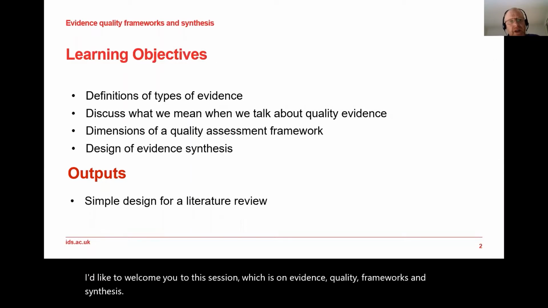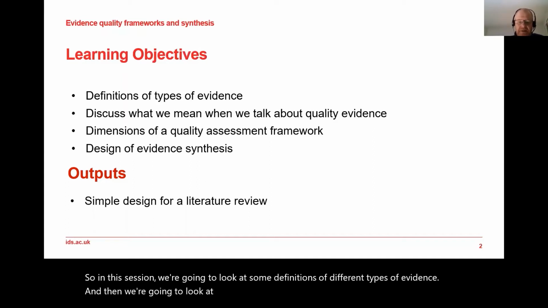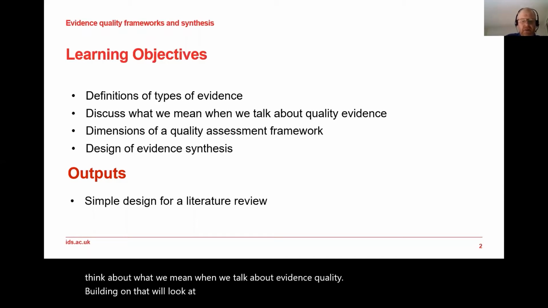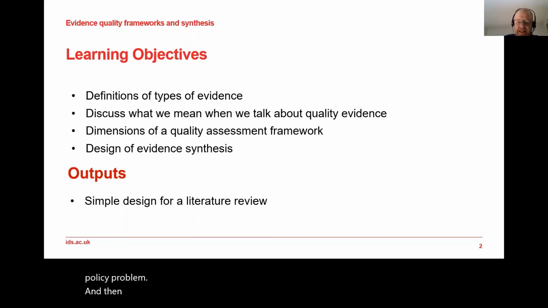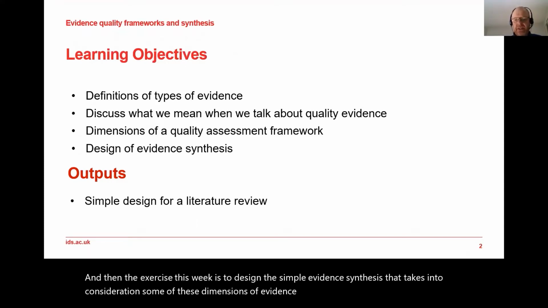So in this session, we're going to look at some definitions of different types of evidence. And then we're going to look at some different hierarchies of types of evidence as a way to think about what we mean when we talk about evidence quality. Building on that, we'll look at some dimensions of an evidence quality framework as a practical tool that will help us to review what evidence is out there to address a particular policy problem. And then the exercise this week is to design a simple evidence synthesis that takes into consideration some of these dimensions of evidence quality that we've discussed.